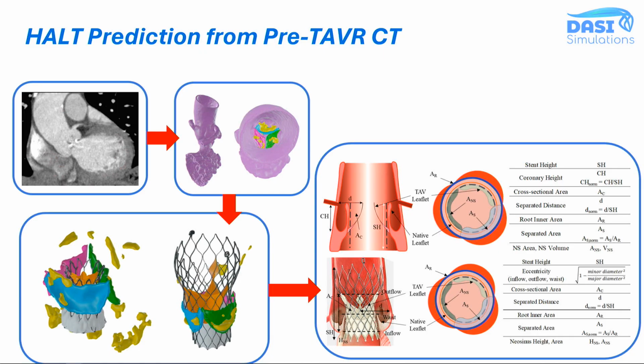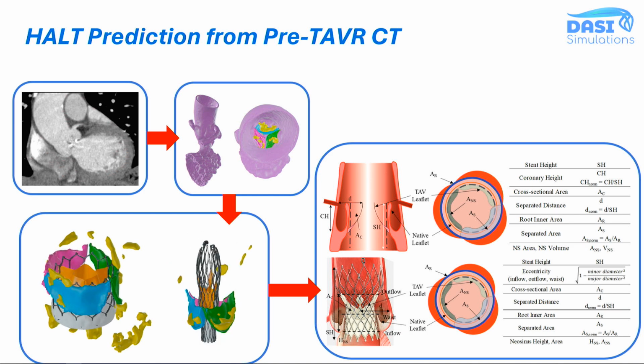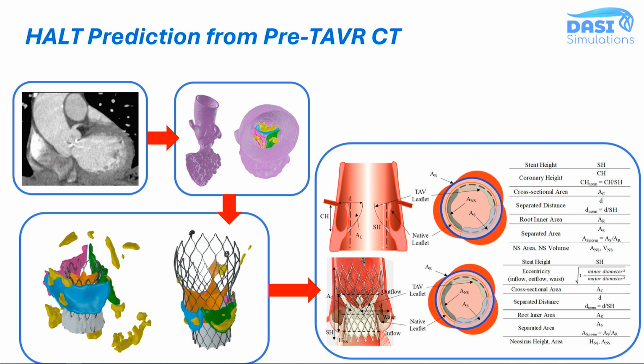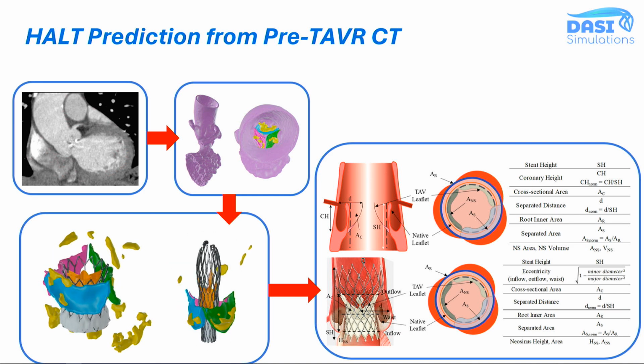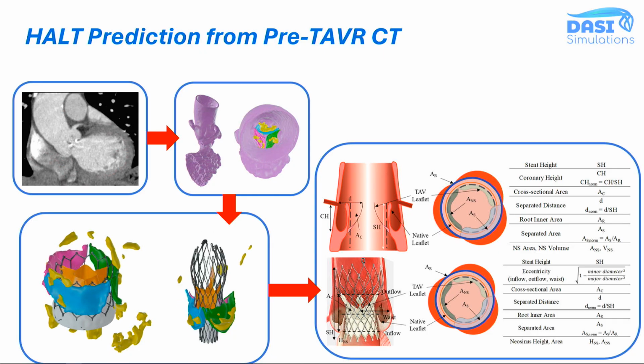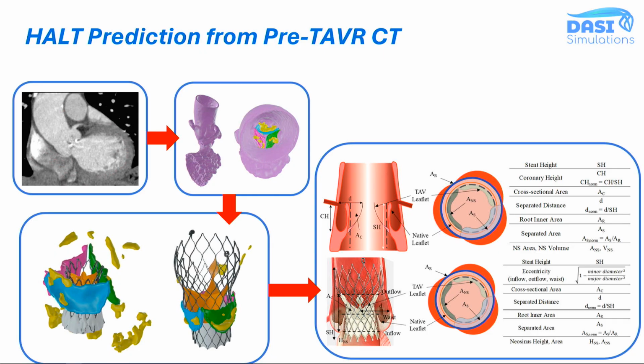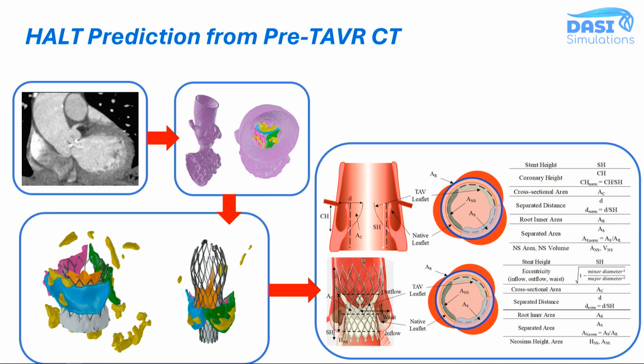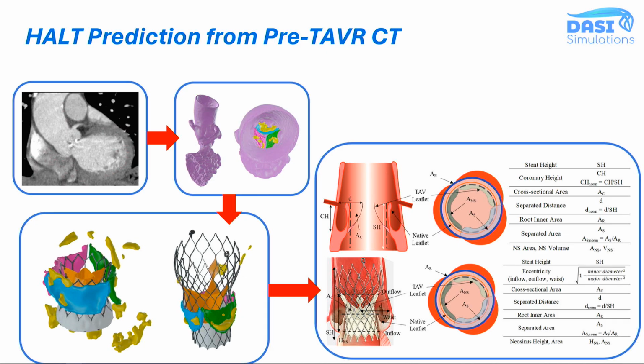And another feature that we have is hypoattenuated leaflet thickening prediction, also from pre-TAVR CT data. My colleague Aniket Venkatesh worked on this. His work was published back in January in JTCVS. And using a similar methodology here, we can create an aortic root model, simulate a balloon or self-expanding valve.